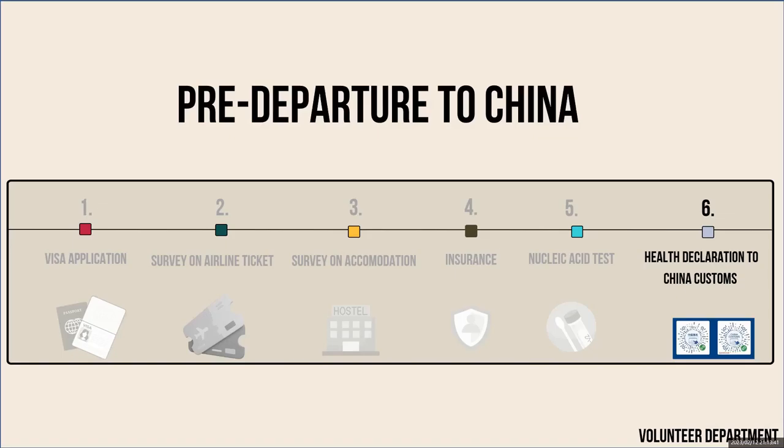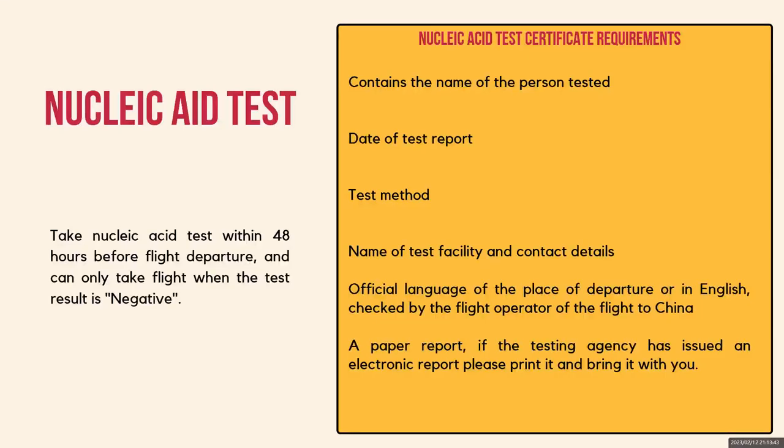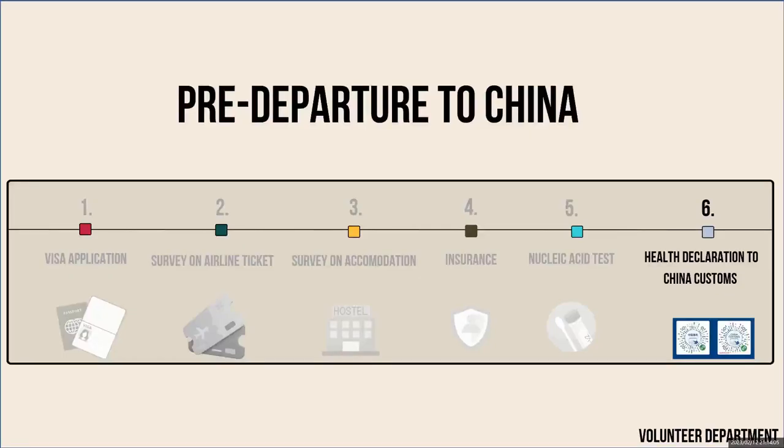And then the certificate requirements are containing the name of the person tested, date of test report, test method, name of test facility and contact details, official language of the place of departure or in English, checked by the flight operator of the flight to China, a paper report. If the testing agency has issued an electronic report, please print it and bring it with you. It's very important, so make sure you get this done.